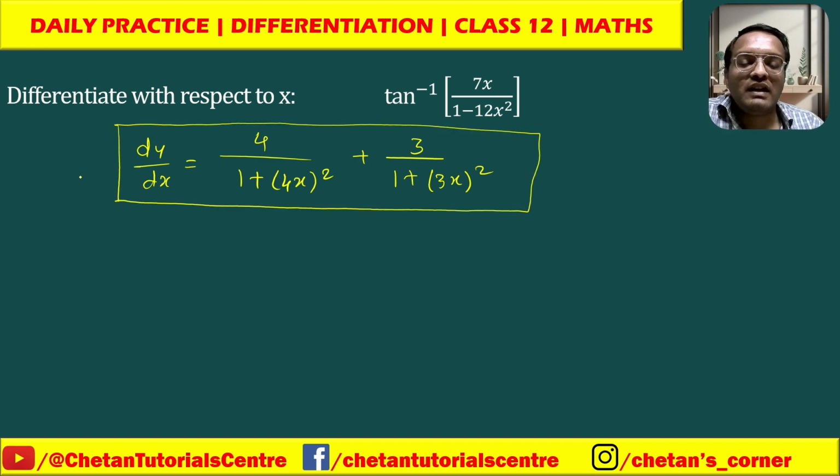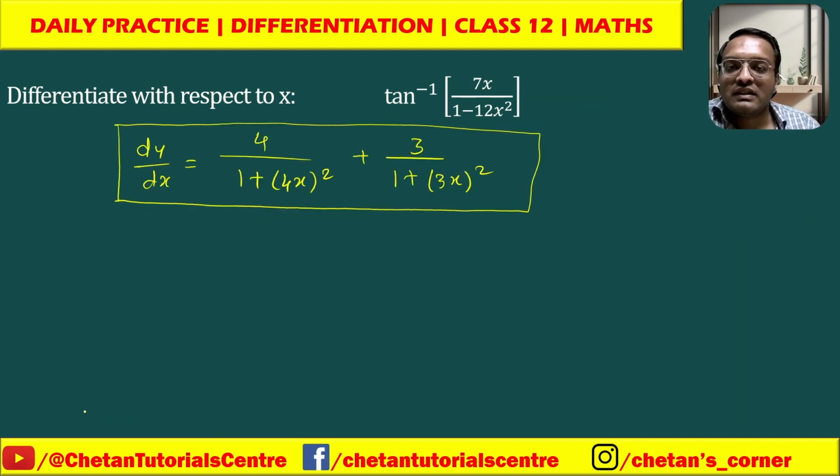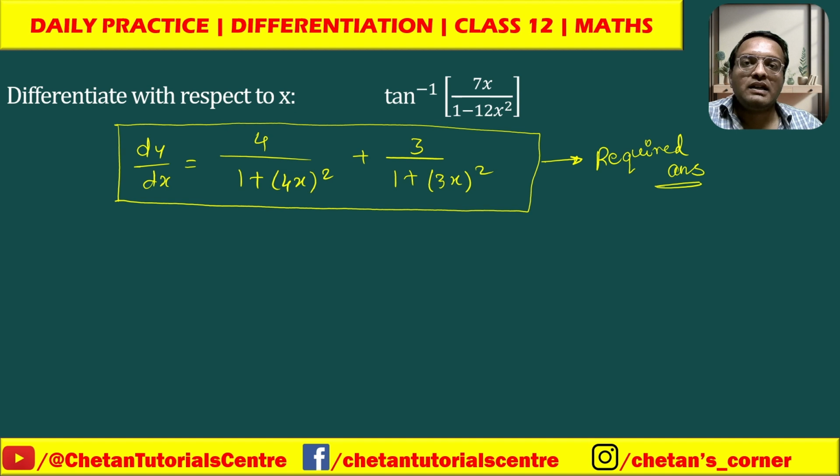So in this way, we have simplified the given function, and after simplification, we have obtained this step, that is y is equal to tan inverse of 4x plus tan inverse of 3x, and then differentiated this with respect to x. And then on further simplifying, we have obtained the required answer for differentiation of this given function. So in this way, we have obtained the required answer.